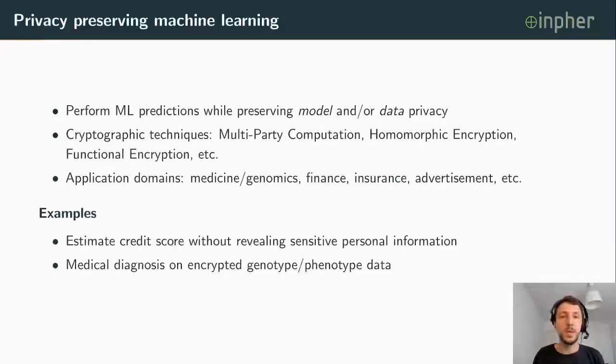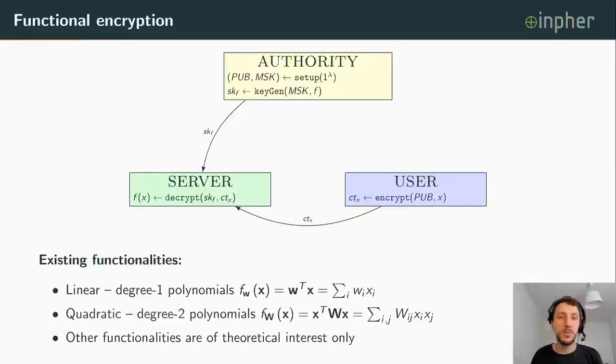For example, we can imagine a use case where a bank wants to perform a credit score estimation, but without having access to sensitive personal information in clear. This use case can be implemented using encrypted personal information, and the bank will apply a computational functionality over this encrypted data, and it will obtain an estimation of a credit score in clear. So, this type of use case can be implemented using functional encryption.